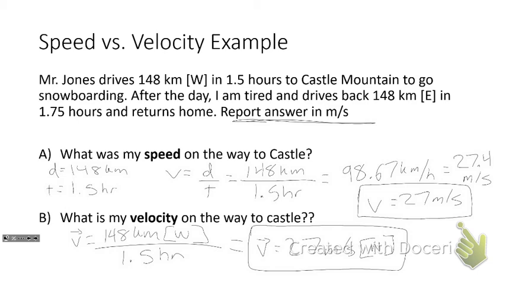Okay, so speed, scalar; velocity, vector. Speed, magnitude only; velocity, magnitude and direction. Okay? Questions? Okay.